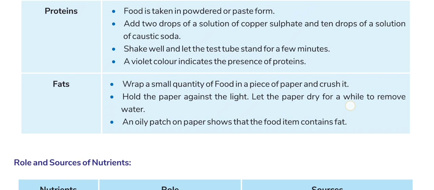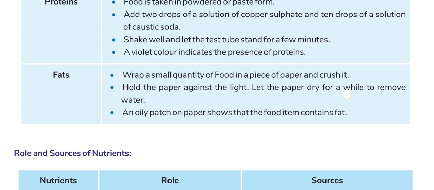Fats. Wrap a small quantity of food in a piece of paper and crush it. Hold the paper against the light. Let the paper dry for a while to remove water. An oily patch on paper shows that the food item contains fat.